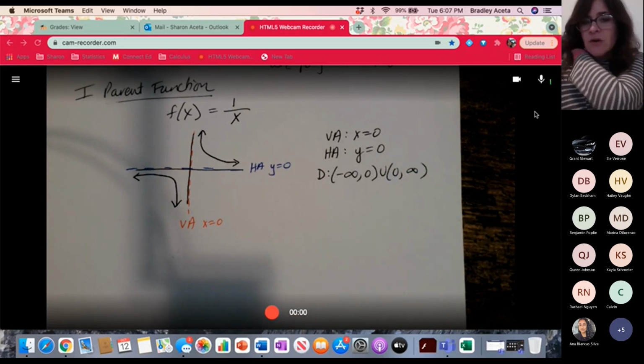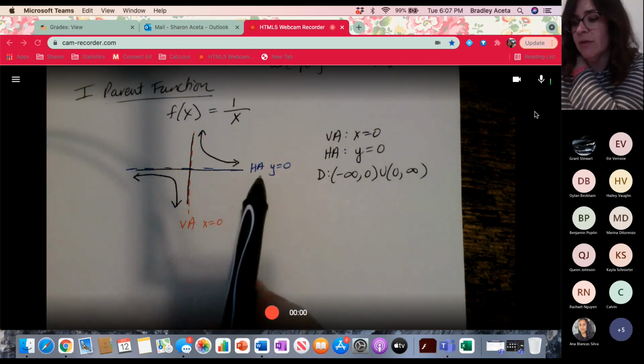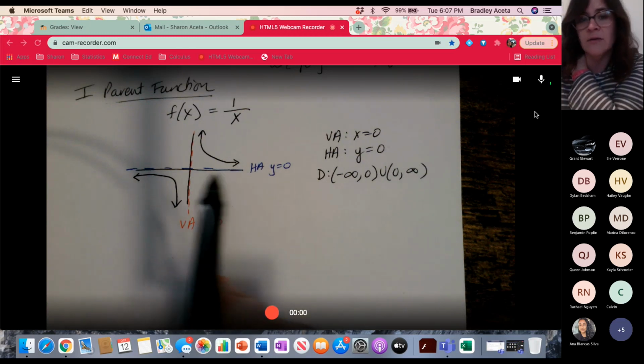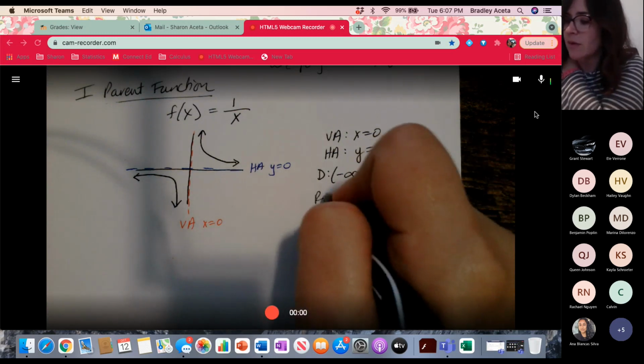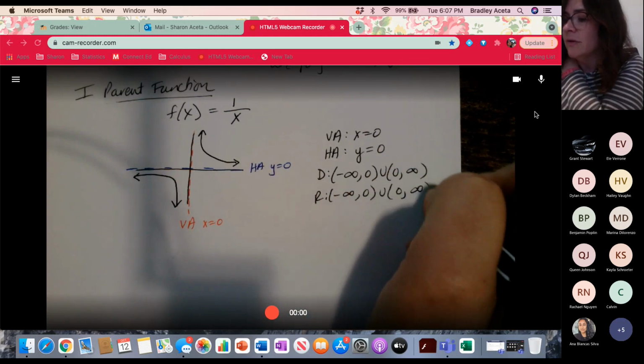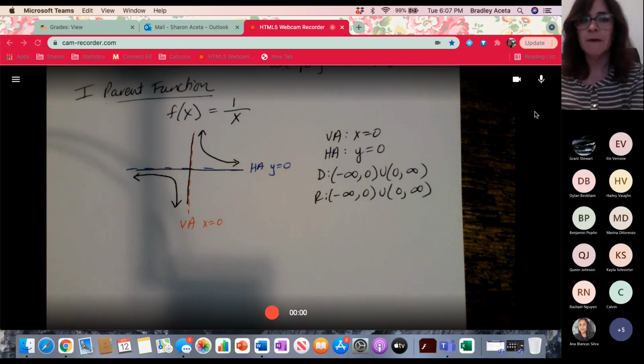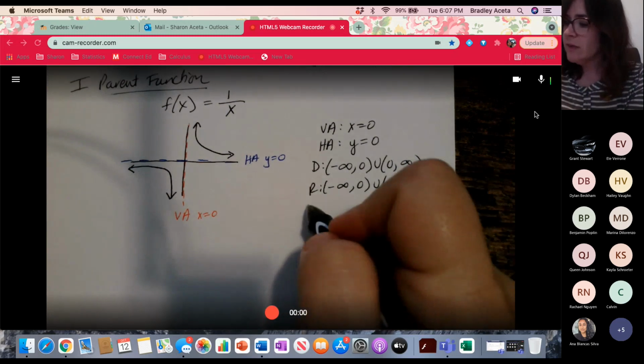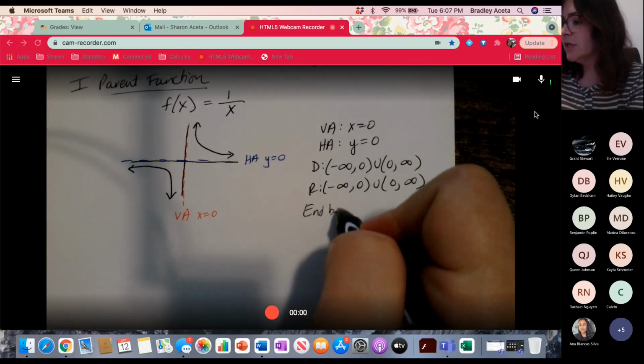My range, how tall is this thing getting? Well, again, I have a problem at 0 on the y. So that would be my range from negative infinity to 0, united with 0 to infinity. Okay? And then your end behavior is also going to change.